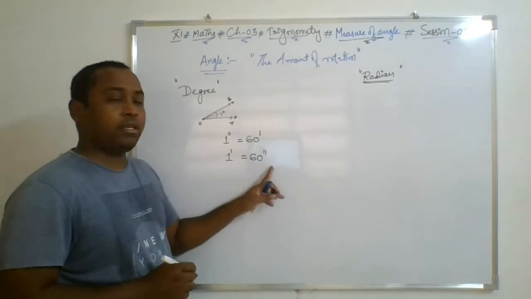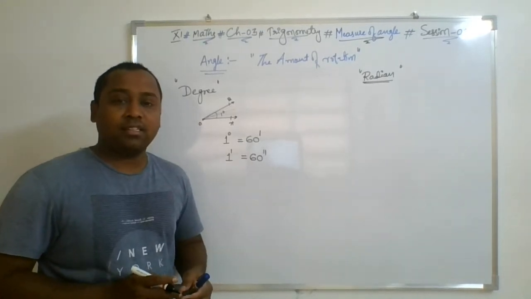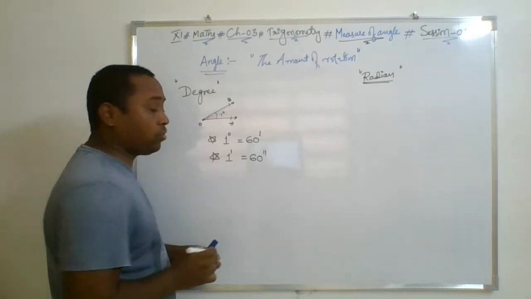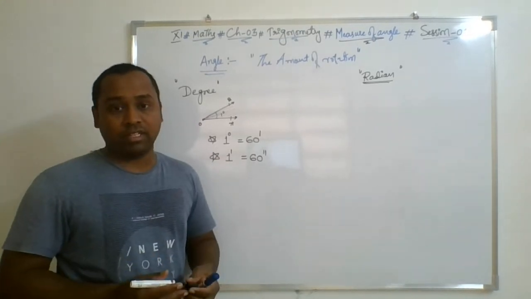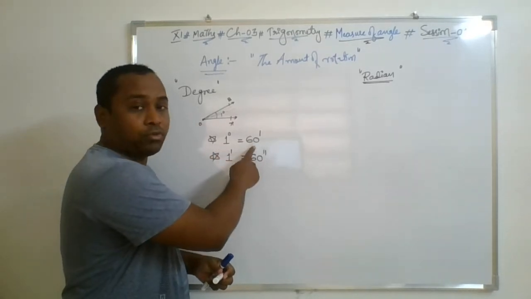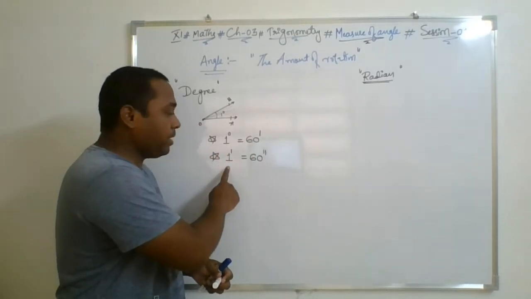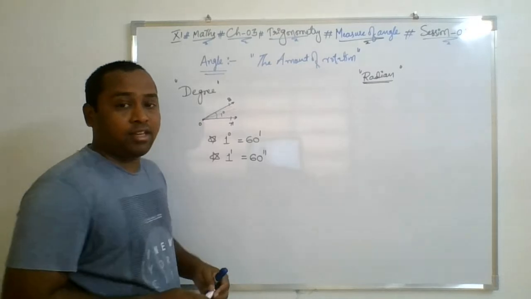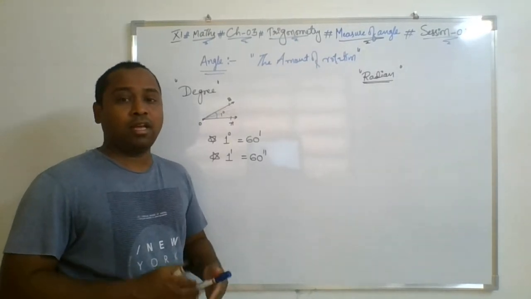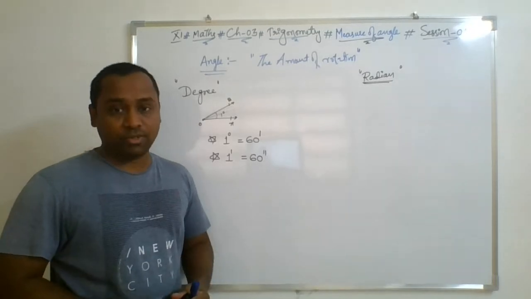So 1 minute is equal to 60 seconds. So here are the two things you have learned today, something which is new about the degree measure of angle: 1 degree is equal to 60 minutes and 1 minute is equal to 60 seconds. This is used to measure the angle in more accurate terms.